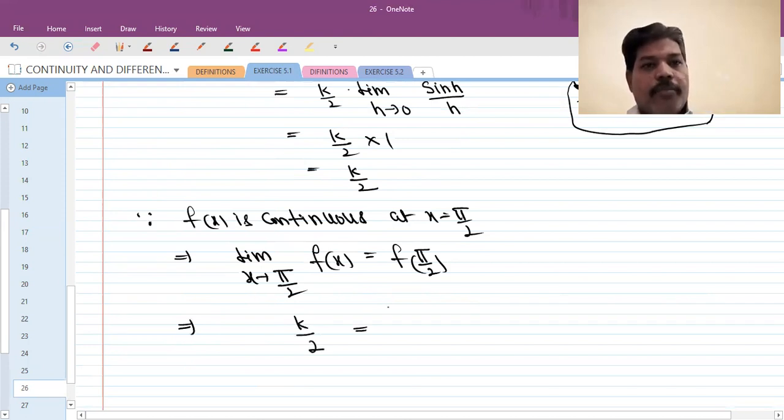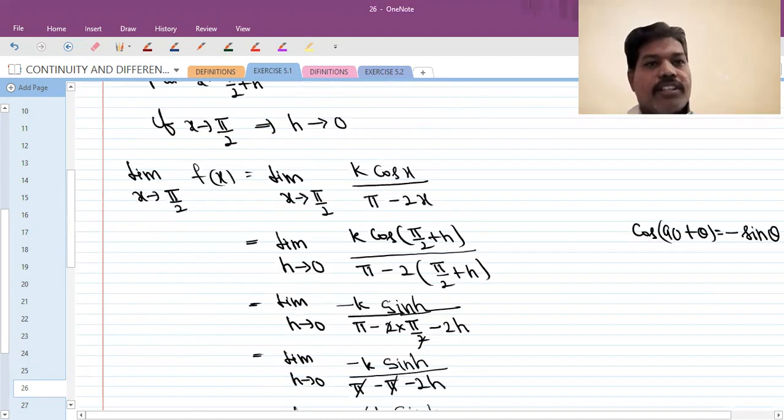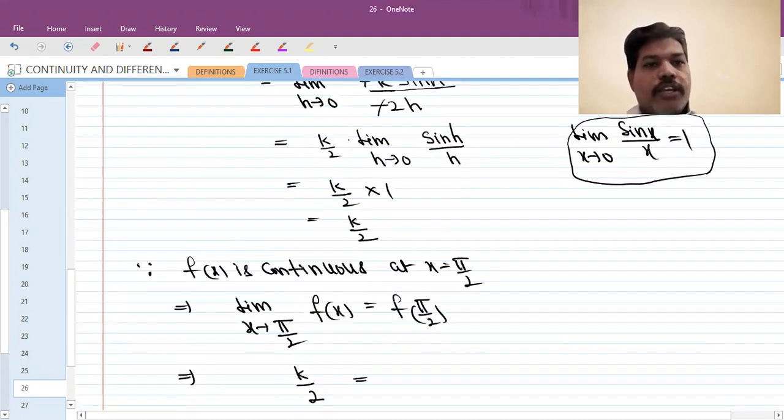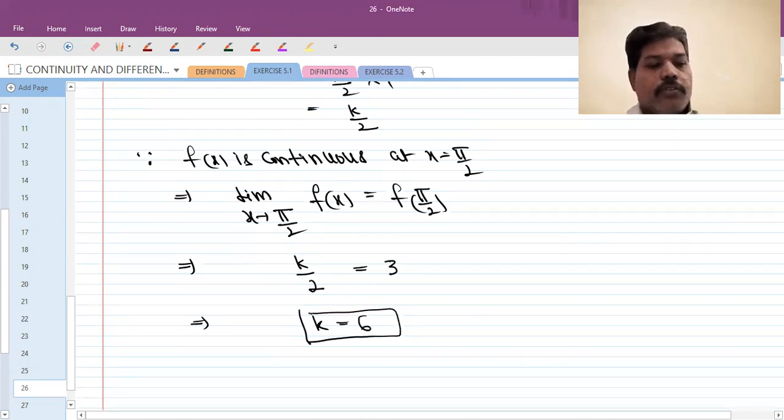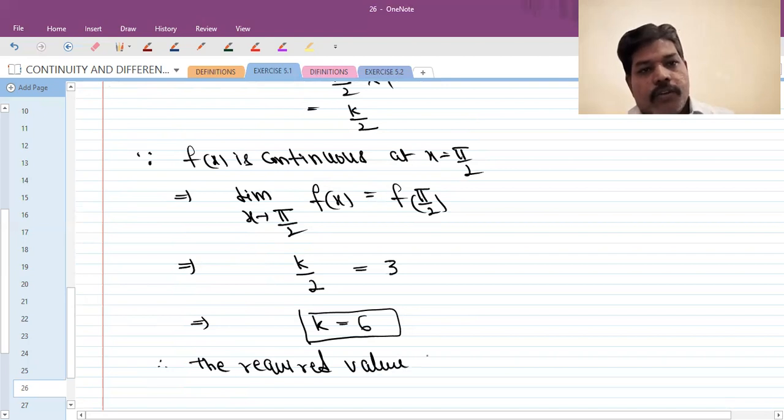And what is f of pi by 2? f of pi by 2 value is 3. So automatically equate these two here. So k by 2 is equal to 3. That implies k is equal to, take this 2 to this side, k is equal to 6. So what is the conclusion, students? Therefore the required value of k is 6.